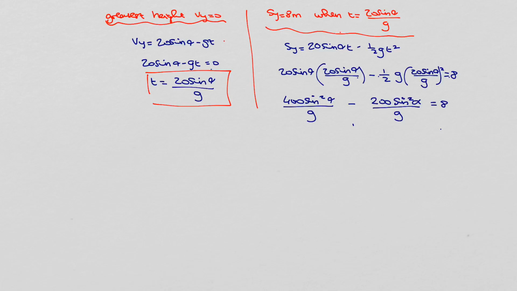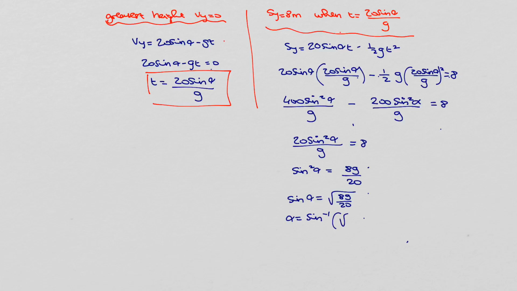So we have a lowest common denominator there, which is g, and 400 sine squared alpha minus 200 sine squared alpha gives us 200 sine squared alpha over g is equal to 8. So we want to try and get alpha here. So we have sine squared alpha is equal to 8g over 20. So therefore sine alpha will equal the square root of 8g over 20, and therefore alpha will be equal to sine inverse of the square root of 8g over 20.